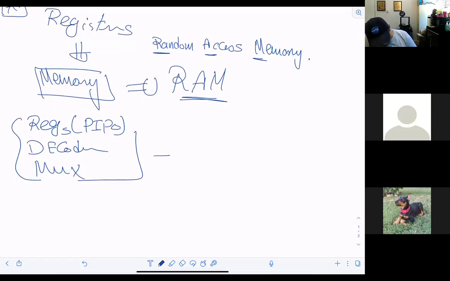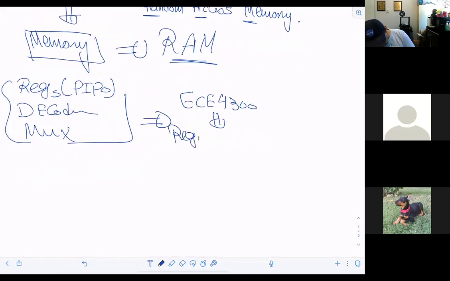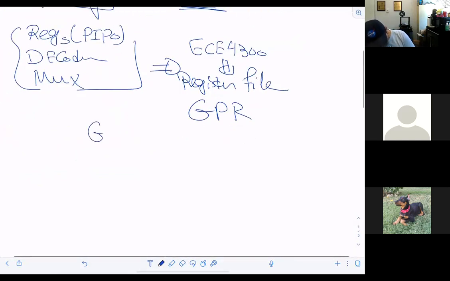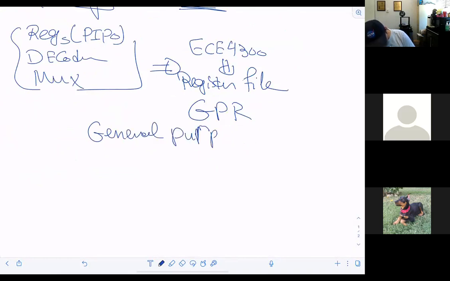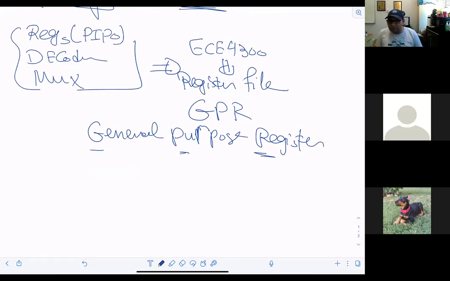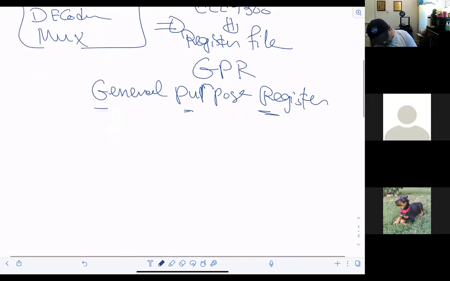So normally, this is used for building something in computer architecture. When you go to ECE2300, you're going to be taking something called a register file, or they call it GPR, which is a general purpose register. General purpose register. We can look more into processors once we finish the rest of the content. Okay.